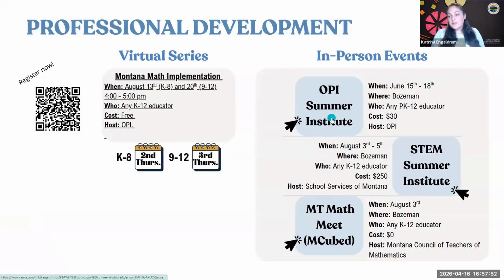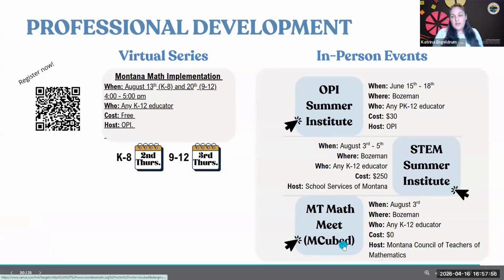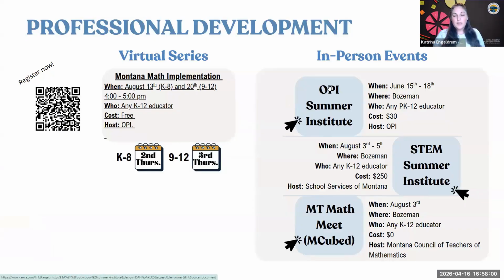We have the OPI Summer Institute, STEM Summer Institute, and Montana Math Meet, or MCubed, happening. I have on the slide deck some clickable links for those, so you can pull that slide deck up and just go where you want. I will call out the STEM Summer Institute has a scholarship available until April 30th. So if you don't want to pay $250, you might apply for the scholarship and see if you can get your travel and cost of registration covered.